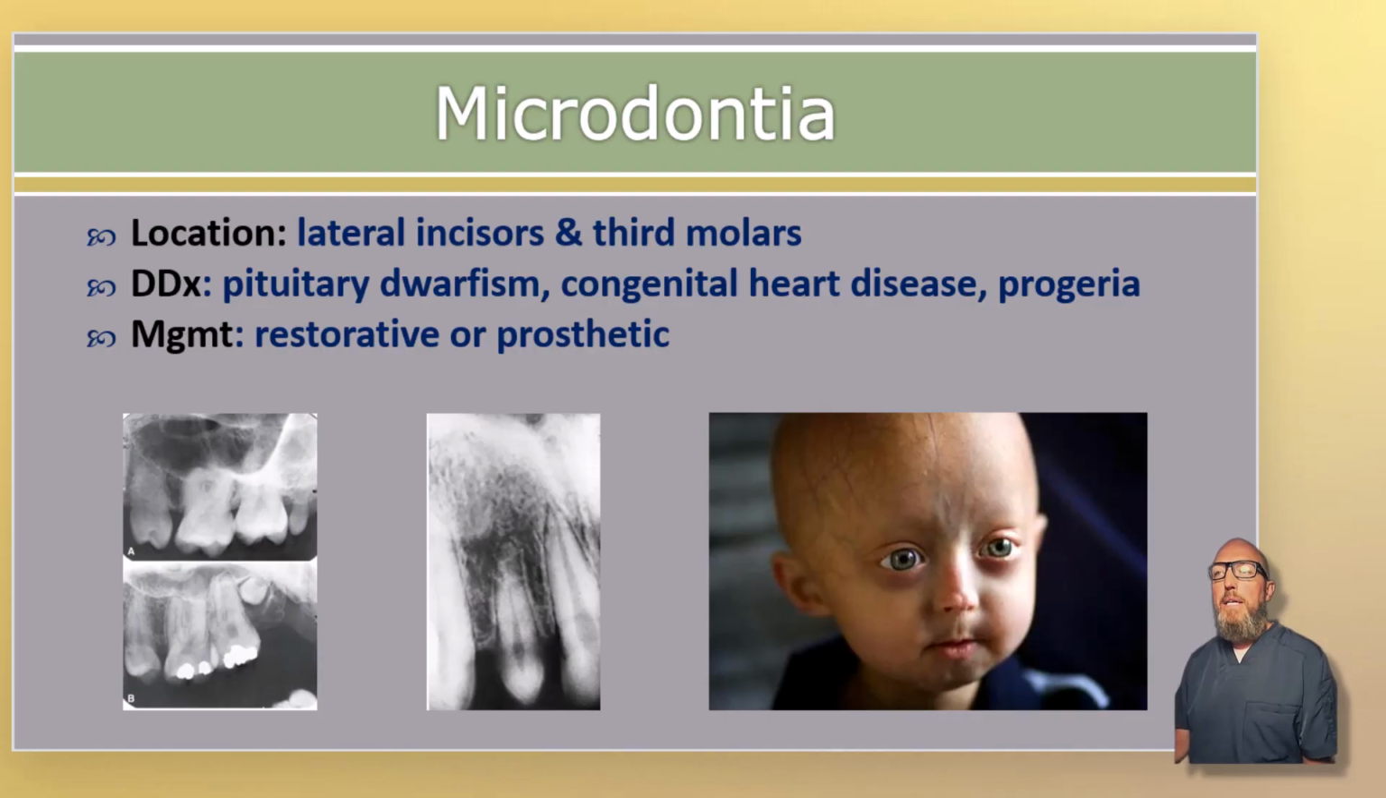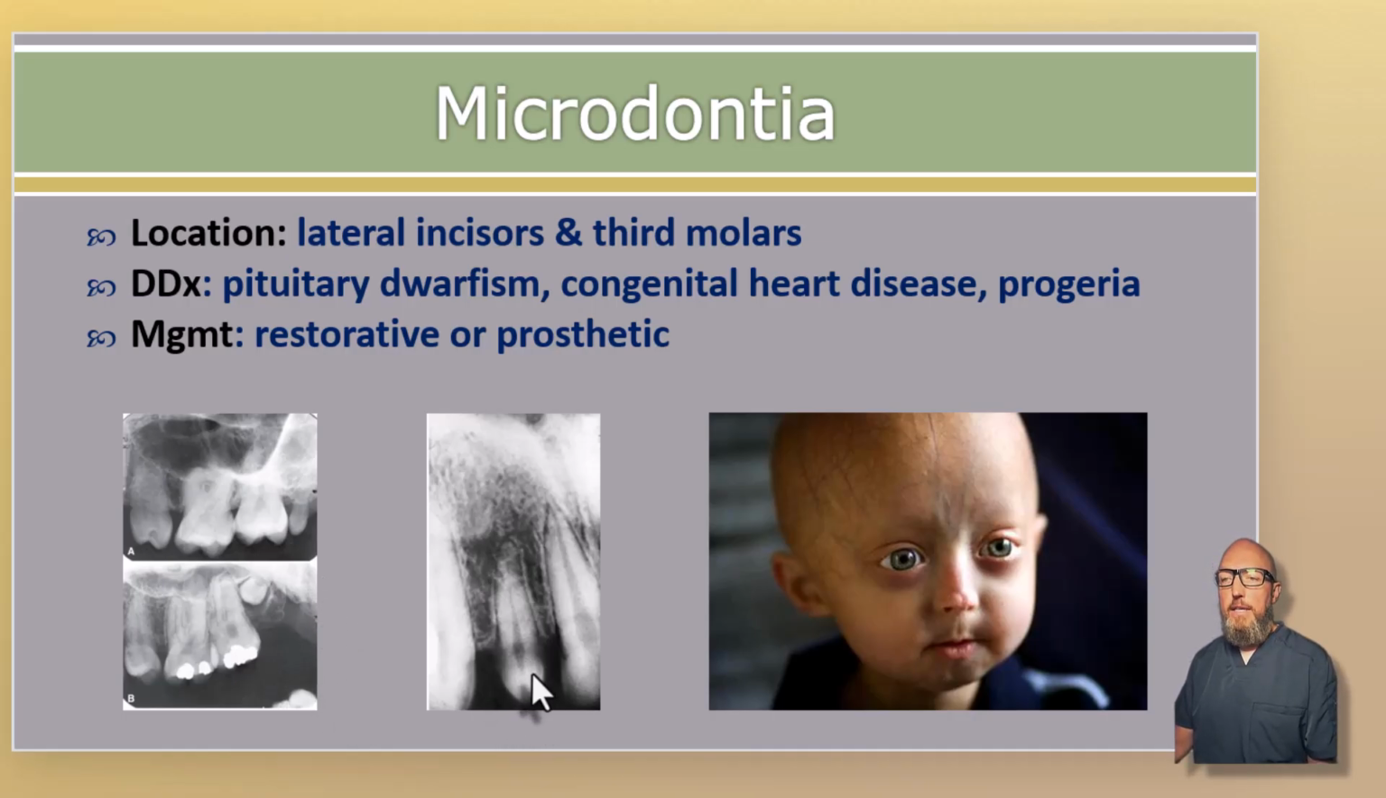And then what about microdontia? More common in the lateral incisors, third molars. This can be associated with certain conditions, pituitary dwarfism, congenital heart disease. Progeria is an extremely rare genetic disorder where someone has symptoms of aging manifested at a very early age. And so these are just typical examples of microdonts. Sometimes the third molars are microdonts. A lot of times supernumerary teeth are microdonts. So you'll see these as well.